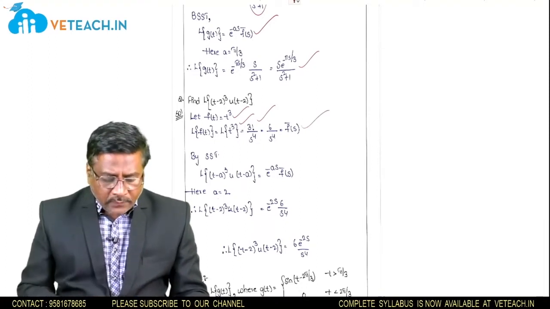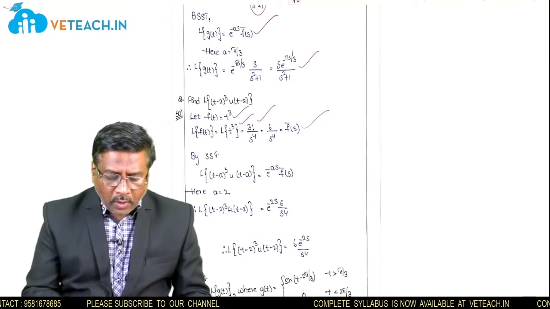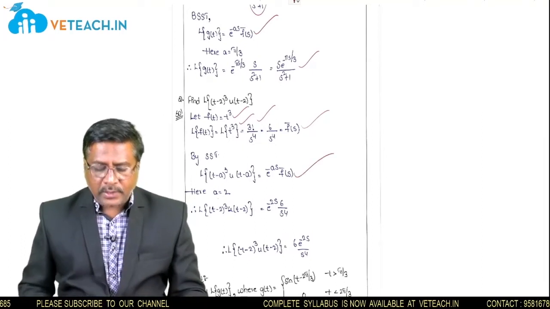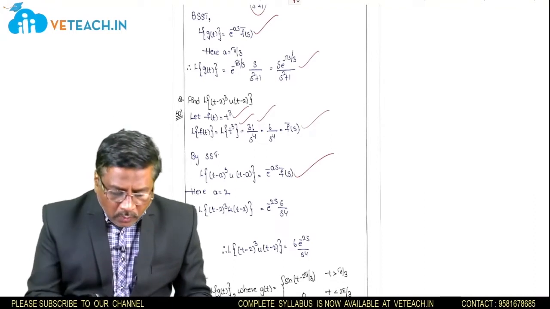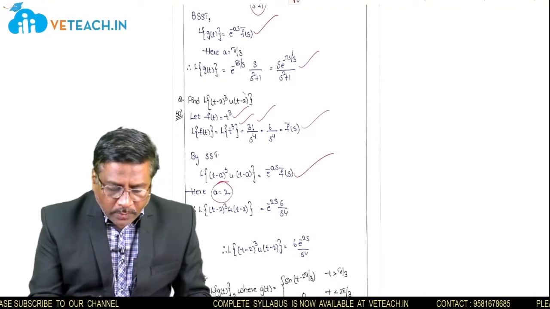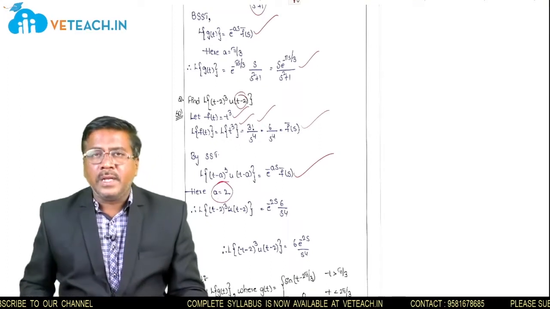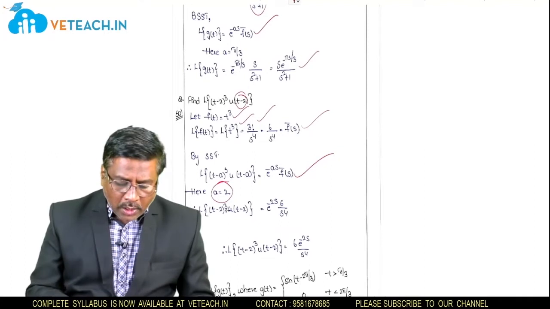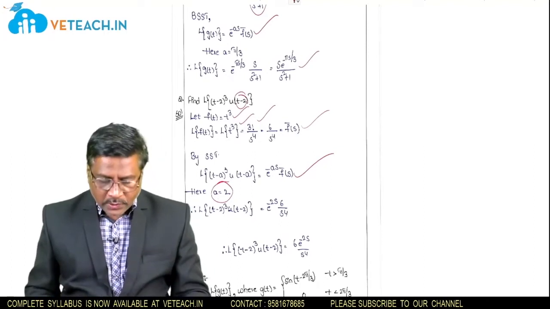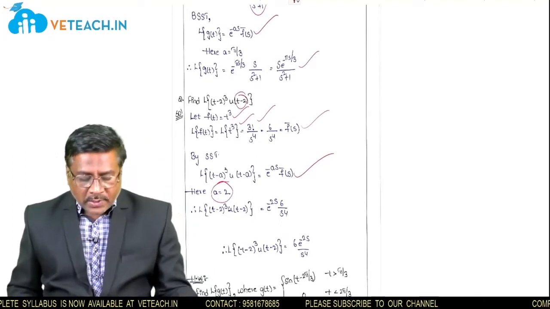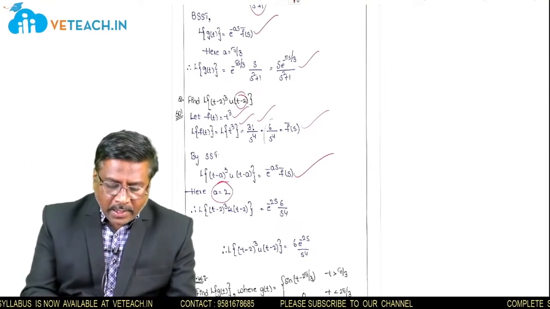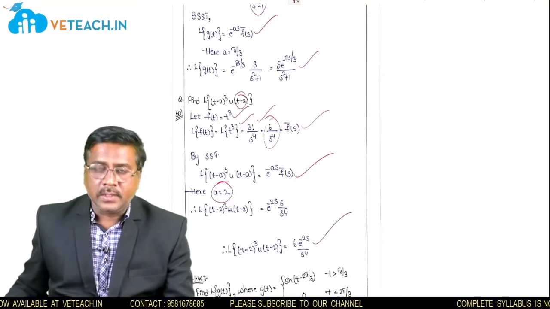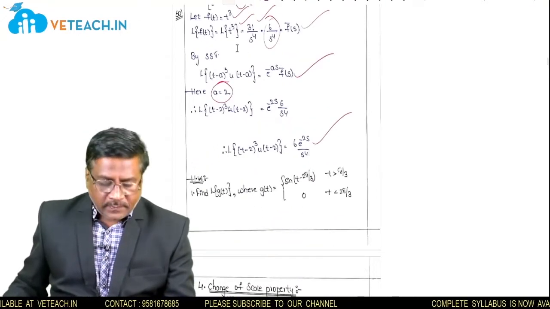Now the second shifting theorem: L of t minus a whole cube into u of t minus a is equal to e power minus as into F of s. Simply we can replace a by 2, because we have to find the transform of t minus 2 whole cube into u of t minus 2. That is equal to e power minus 2s into F of s, which is 6 by s to the power of 4. Simply replace this to get the result. So these are the applications of the second shifting theorem.